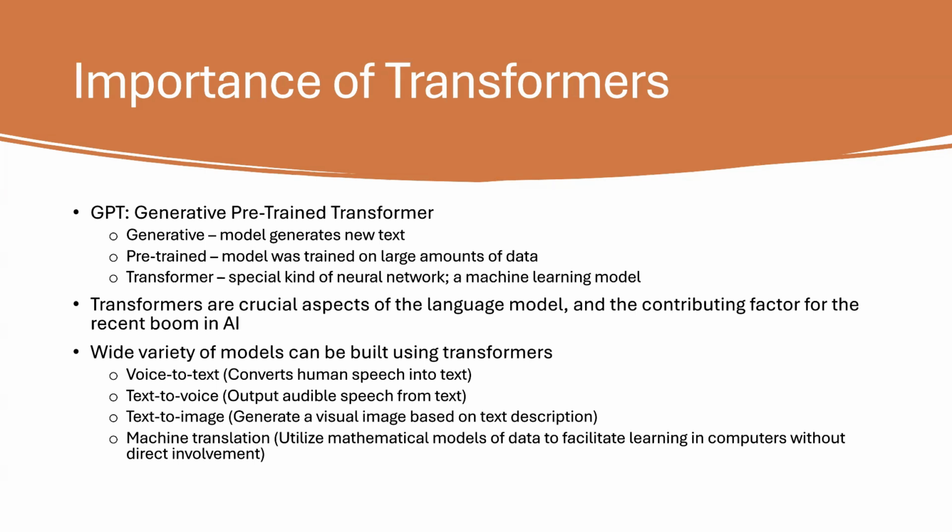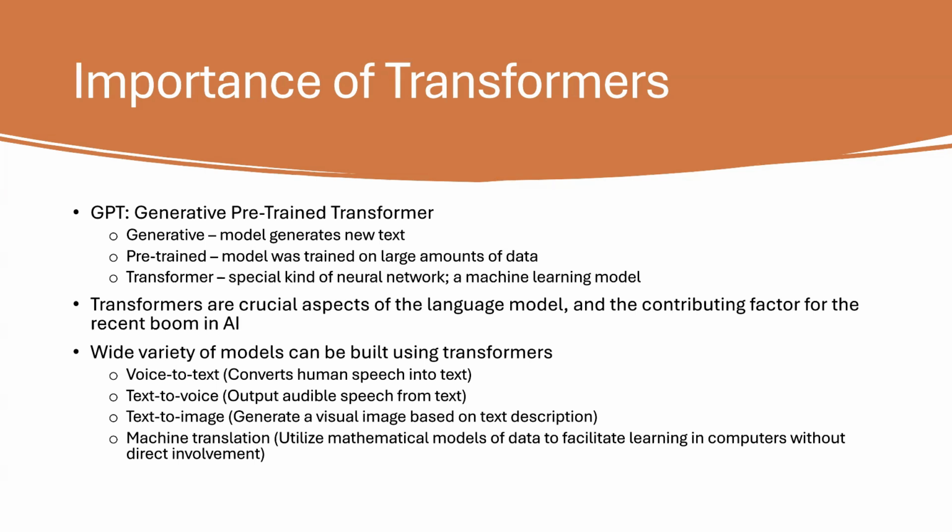So you might be wondering why transformers are so important. Well, you've heard of the term GPT. It's used in names such as ChatGPT. It stands for Generative Pre-trained Transformers. Generative, in this case, means the model generates new text. Pre-trained means that the model was trained on large amounts of data, and transformers are a special kind of neural network, aka a machine learning model.